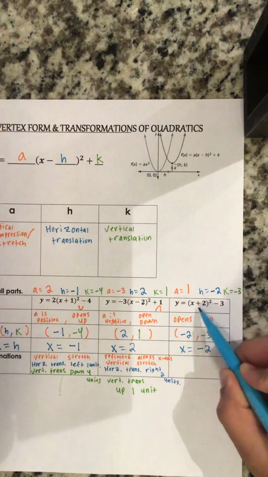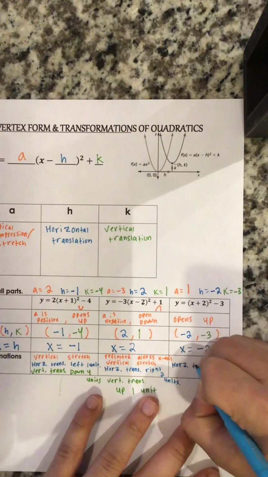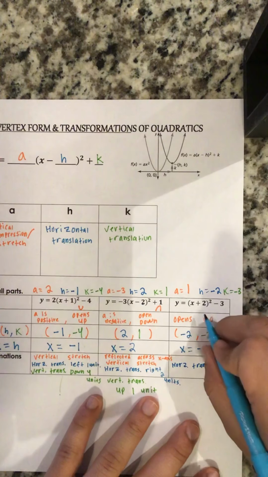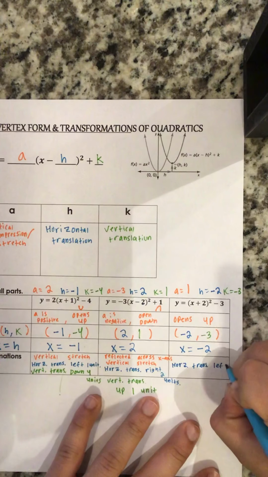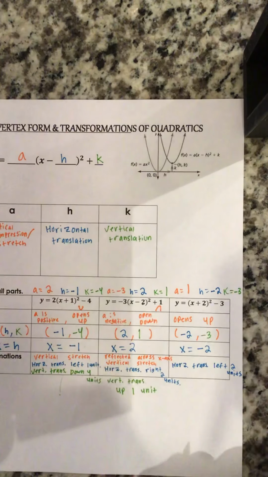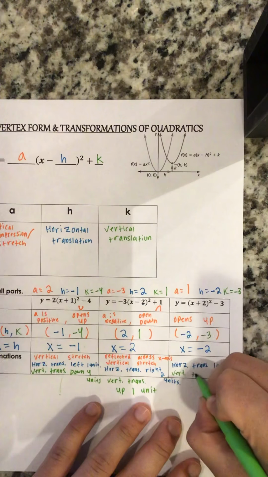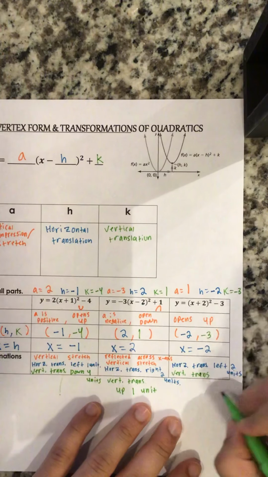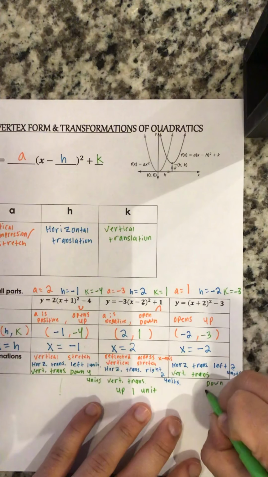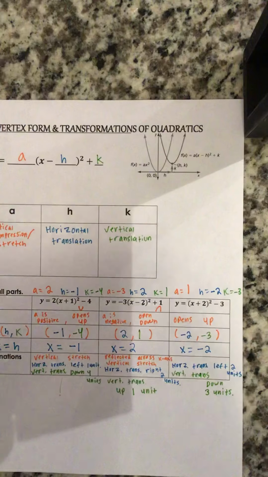But there is a number inside the parentheses. So that tells me there is a horizontal translation. Now it's a plus, so that means to the left 2 units, okay? Now I'm on to the last part, which is the vertical. So I have a vertical translation. Minus 3, so down 3 units. Okay? Just like that. I hope this makes sense.